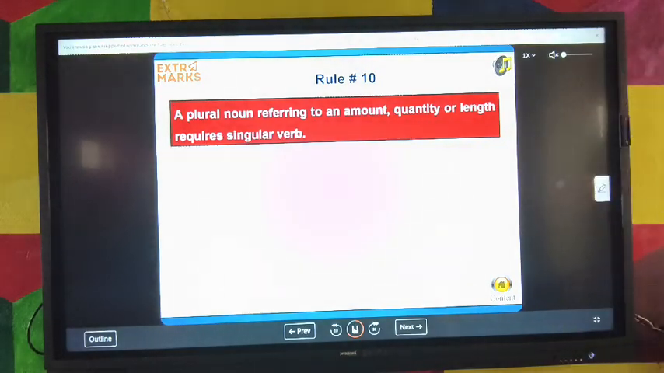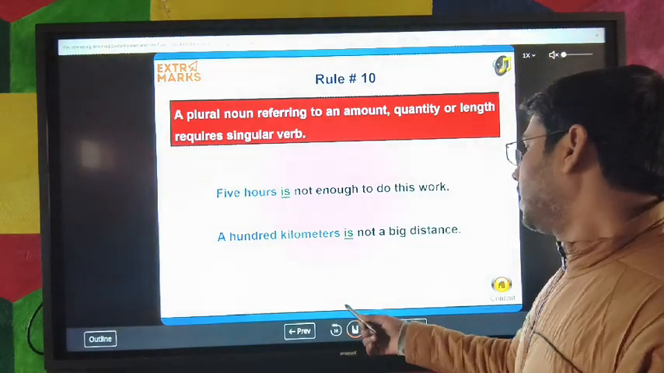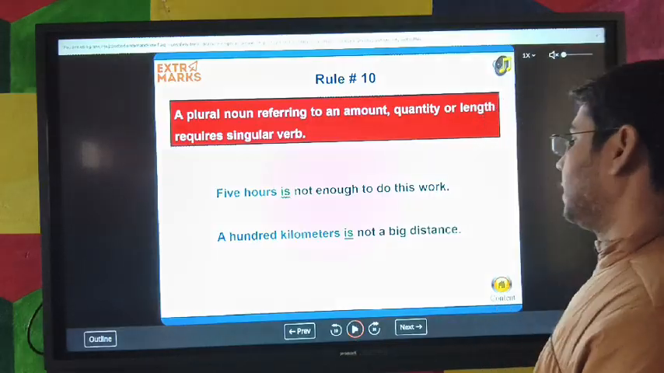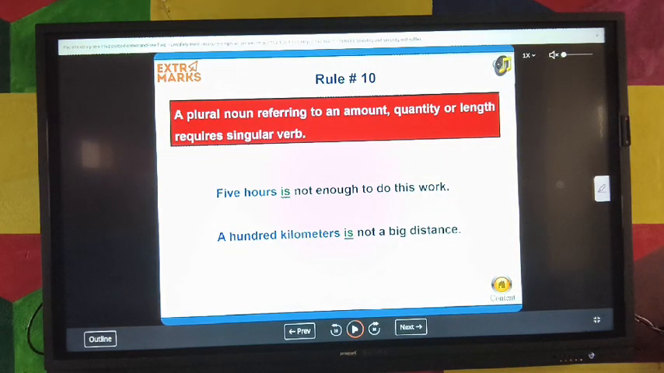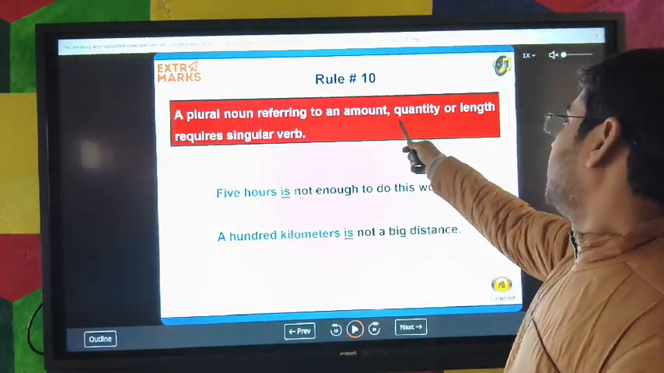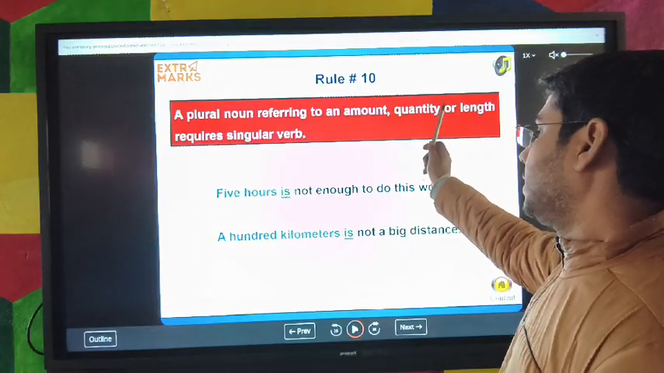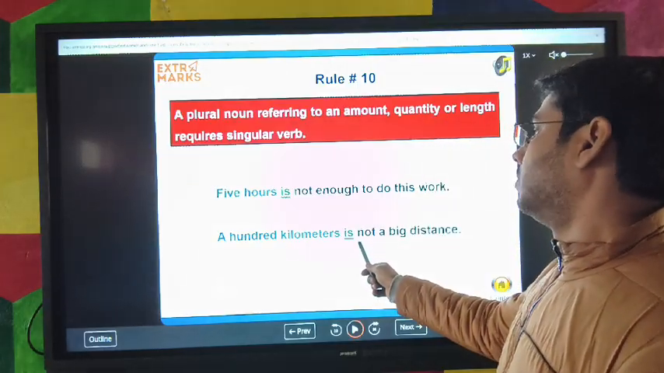Rule number 10. A plural noun referring to an amount, quantity or length requires a singular verb. 5 hours is not enough to do this work. 100 kilometers is not a big distance. So, a plural noun referring to an amount, quantity or length requires a singular verb.